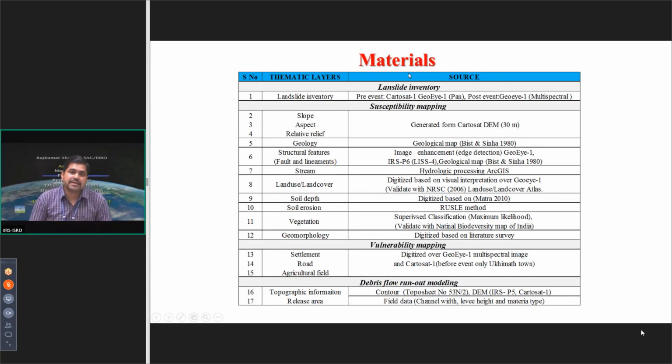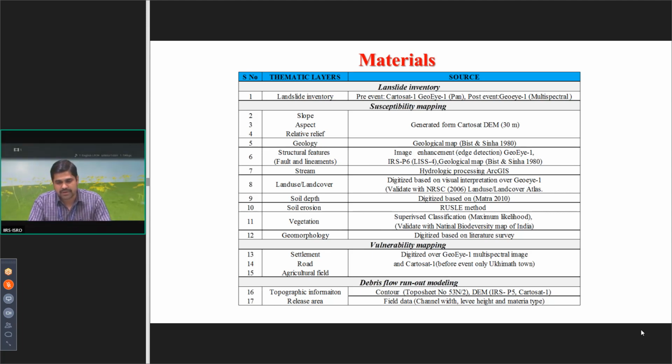So the materials that you require to make this kind of hazard zonation map, let us start from the inventory preparation. What is the landslide inventory? It shows where landslides are present. So the first thing I told you is that you have to make an inventory of landslides. You need pre- and post-event images. It can be something already available on the Google Earth platform, or images from the IRS Cartosat-1, or other types of landslide data. From that you can very easily make a landslide inventory of your study area.